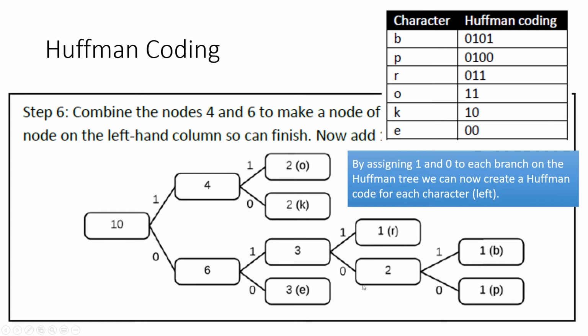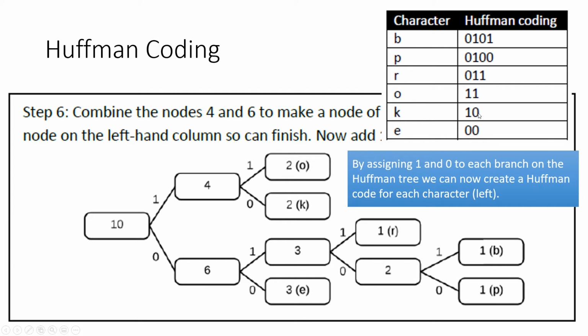How do we get to the P? 0, 1, 0, 0. How do we get to the R? Here it is here. 0, 1, 1. How do you get to the O? Where's the O? Here. 1, 1. How do you get to the K? What's here? 1, 0. And how do you get to the E? Where's the E? Here. 0, 0. And now you've encoded all that.